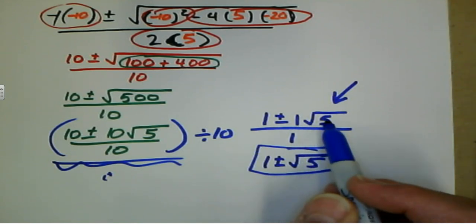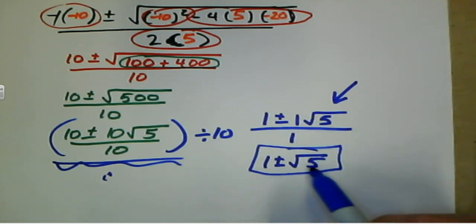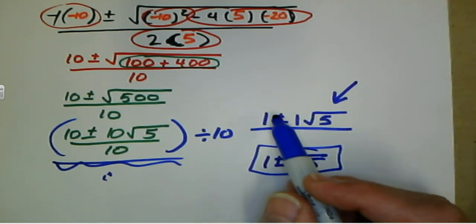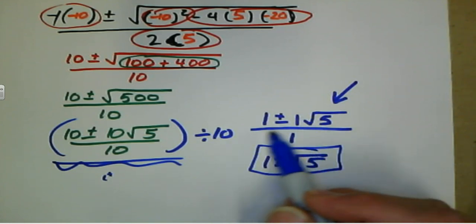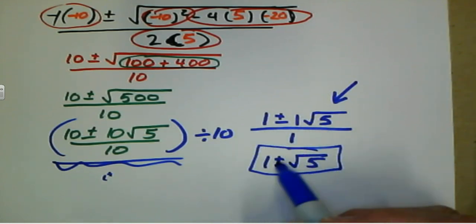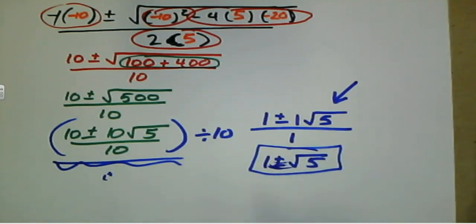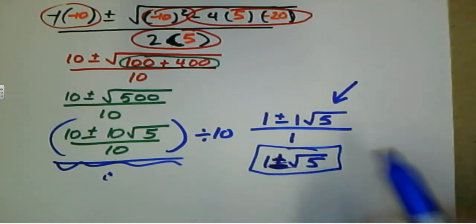That's 1 times the square root of 5, which is the square root of 5. That's why we're able to do that. What is 1 plus or minus the square root of 5 divided by 1? It's 1 plus or minus the square root of 5. That's why we have this answer, okay? Oops, I just messed it all up.